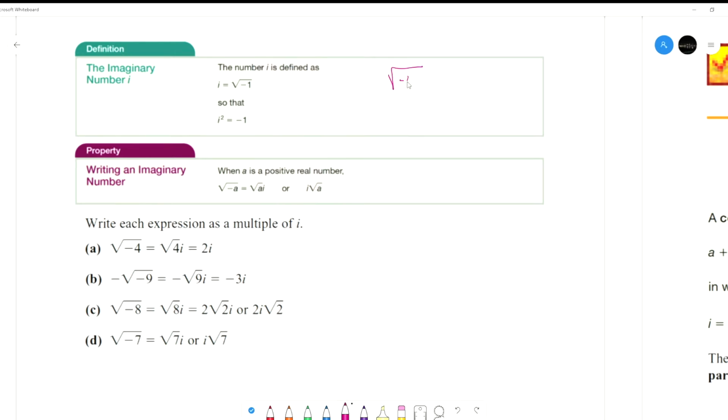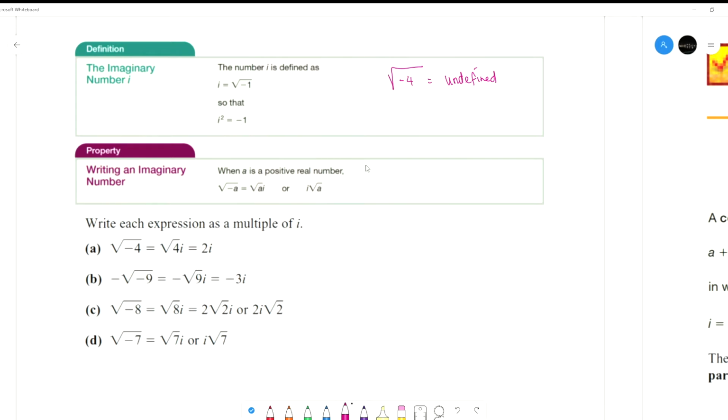So when we had the square root of negative 4, we've been saying it was undefined, right? Now we're going to define what this is. There's a number i that's equal to the square root of negative 1. So when you square i, it's equal to negative 1. This is the definition of the imaginary number.